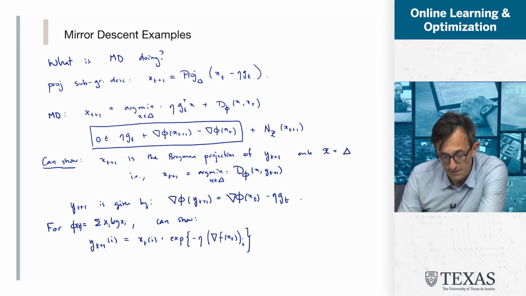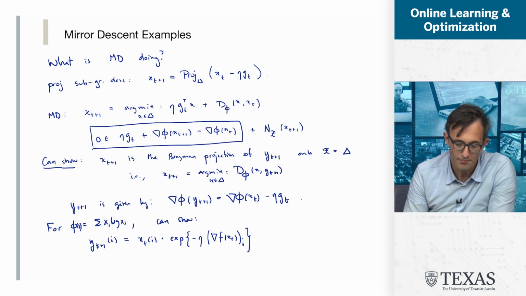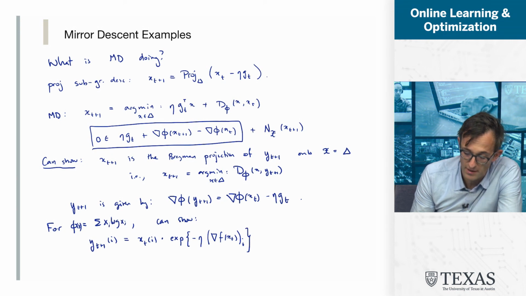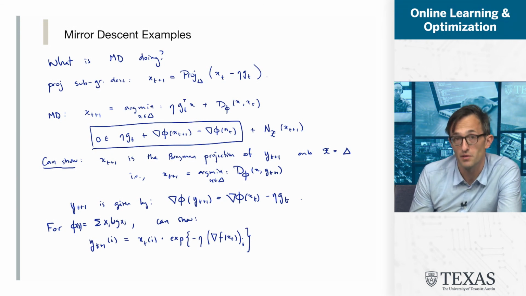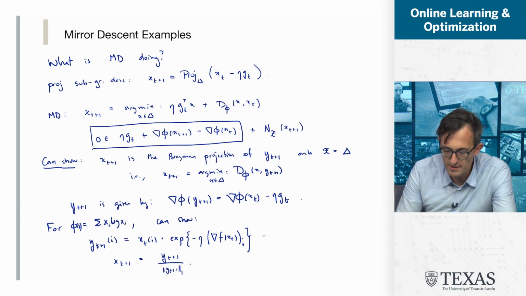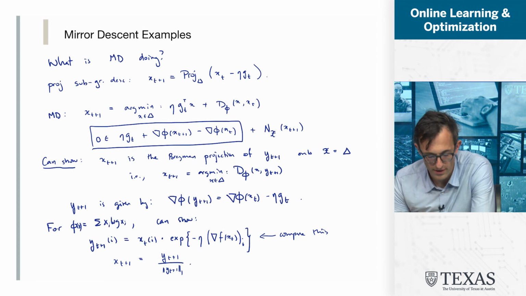If the gradient is negative, then I have e to the minus eta times minus something, or e to the positive, which means that I'm multiplying by something greater than 1. So I'm shrinking or expanding each individual component of xt based on the sign of the gradient. And finally, xt plus 1 is just going to be the normalized version of yt plus 1, by its L1 norm. But the key is to compare this with subgradient descent. It's quite different, the way that it works.